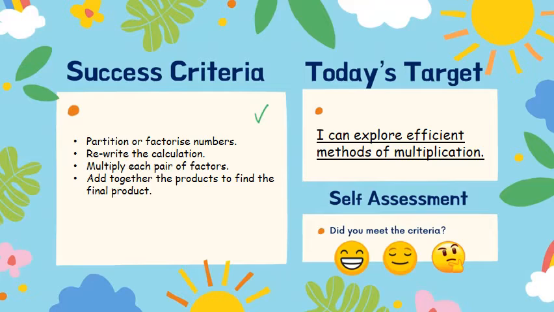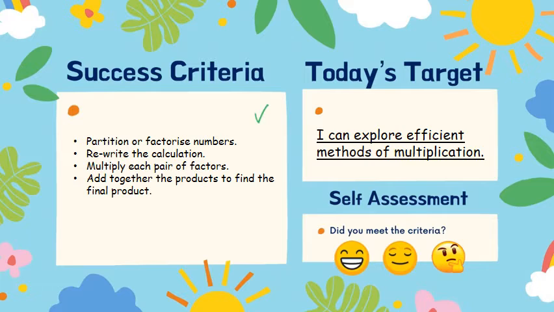Here we go then to today's target. We are going to explore efficient methods of multiplication. Now, you may remember we've used the word efficient quite a lot when talking about addition and subtraction calculations. When we are trying to work efficiently, we're trying, quite frankly, to do the least amount of work possible. Okay, we're trying to make something very simple for ourselves so that it makes it easy for us to do the least amount of work and the least amount of writing. So it's only fair that we do that with multiplication, because we've already done it with the other two operations. And we're going to do that by partitioning or factorising numbers.